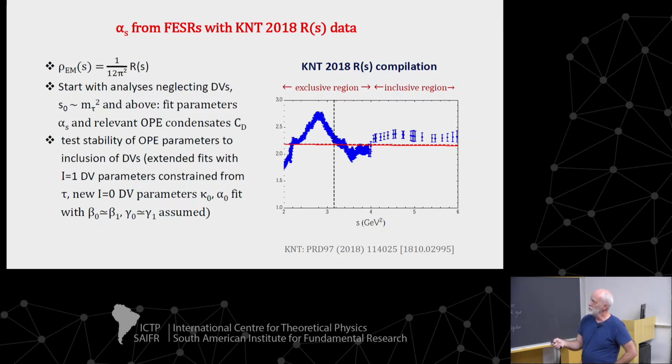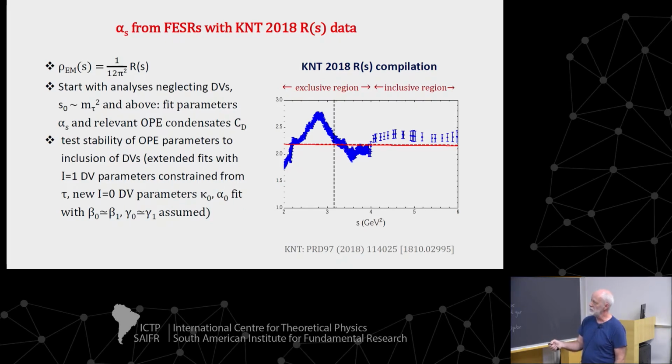The way we approach this is we start with analyses in which we neglect duality violations and do some self-consistency tests. We don't start with S0 below M tau squared because we already have good evidence that that's not a good approximation there, and we see that again in the analysis. So we start at that and go higher up. Then we fit the parameters. Since we're neglecting duality violating parameters, the parameters are OPE parameters, alpha S, and the relevant condensates, and which condensates are relevant is set by the degree of the polynomial.